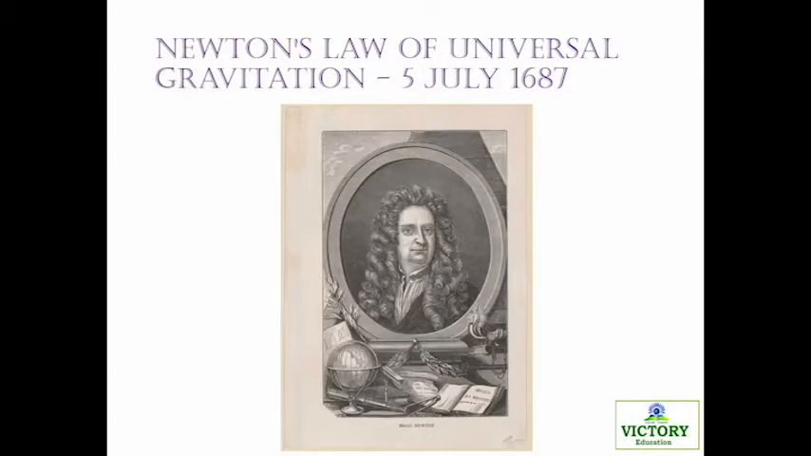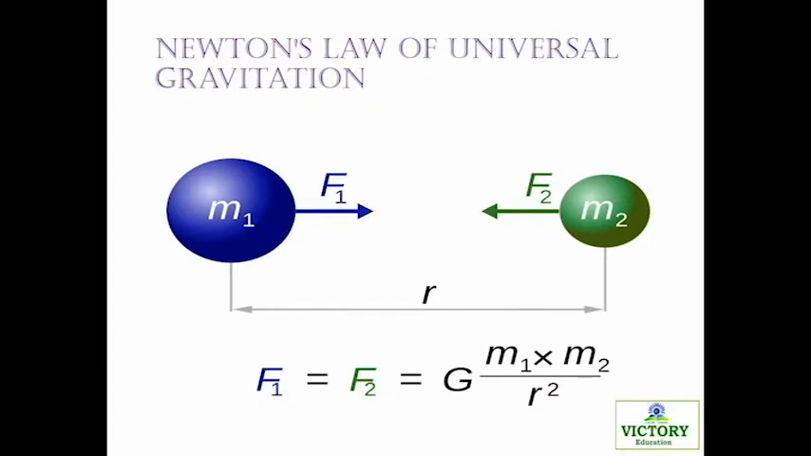Yes, we do. This equation is very similar to the equation of Newton's law of universal gravitation, which he published on 15 July 1687. Newton's law of universal gravitation states that F1 is equal to F2 is equal to G M1 M2 by R square, where G is the universal gravitational constant, mass M1 is the mass of the first object, M2 is the mass of the second object, and R is the distance between them.